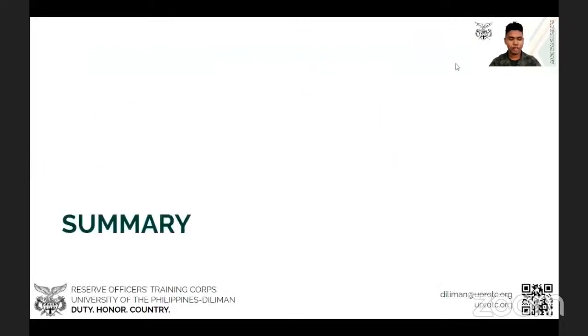In summary, UP Diliman DMST was able to adapt its methods of instruction in order to provide quality training despite the challenges and difficulties of remote learning. And this is a system that can be used in the future even if face-to-face classes resume.